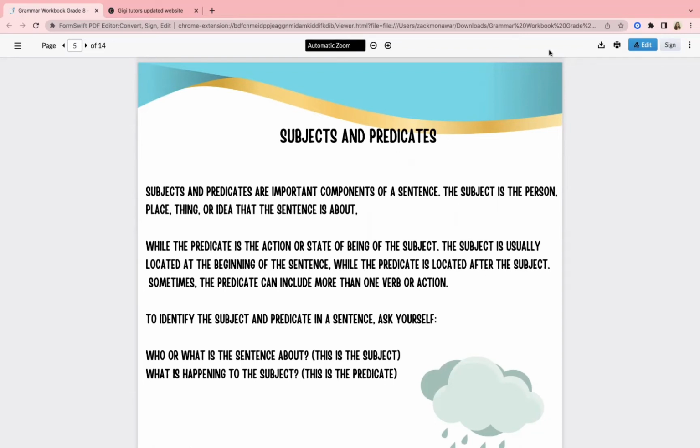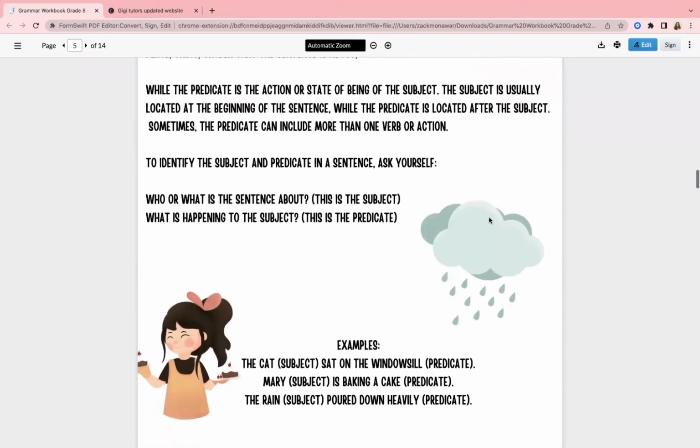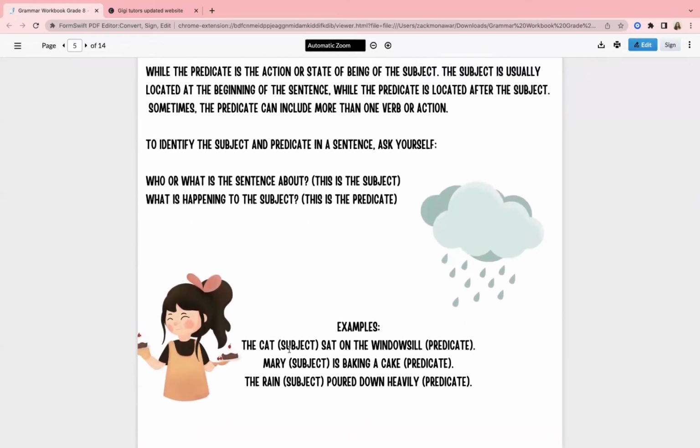These are very important parts of a sentence. A subject is a person, place, thing, or idea that the sentence is about. And the predicate is the action or state of being of the subject. So to identify the subject and predicate in a sentence, we're going to ask ourselves, who or what is that sentence about? And what is happening to the subject? So for example, we have the cat, which is our subject, sat on the windowsill. That would be our predicate.